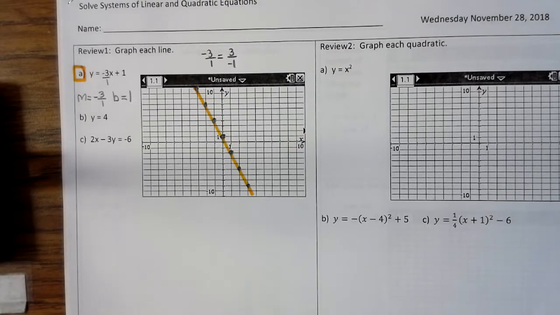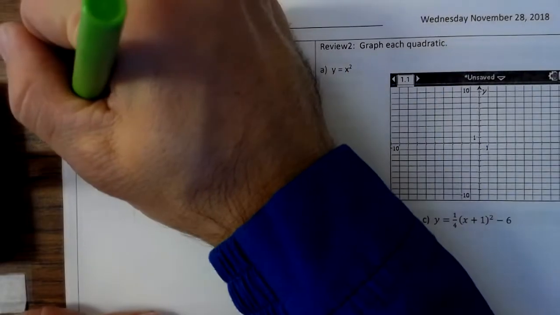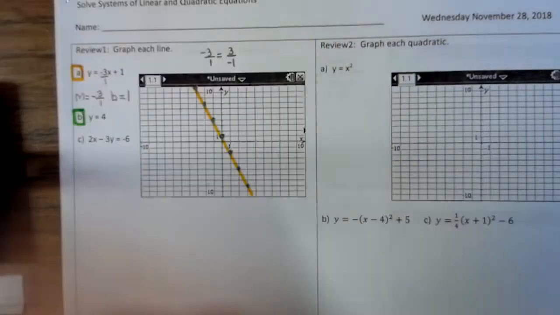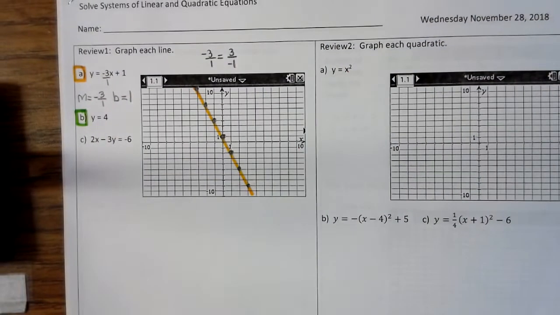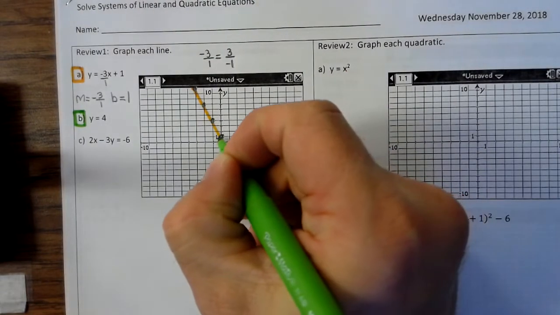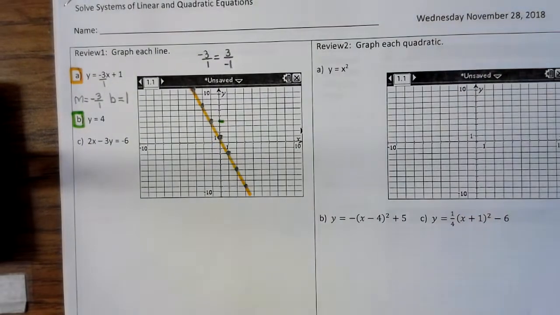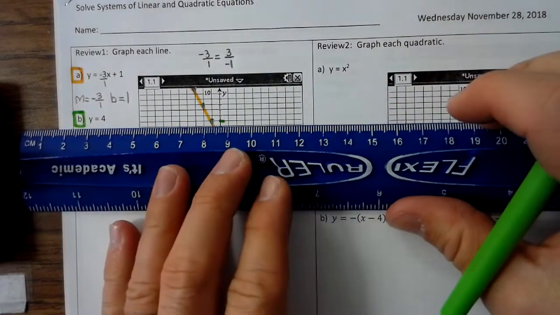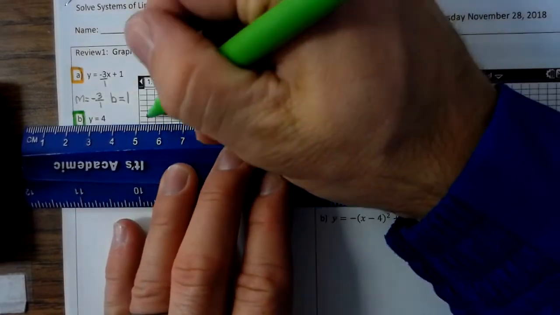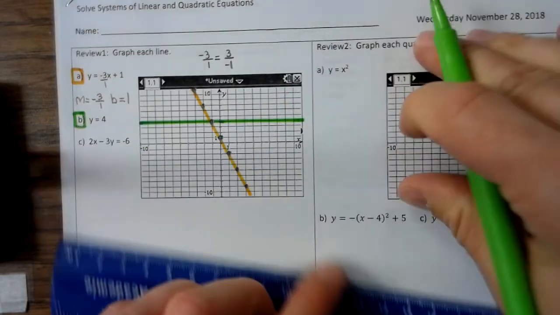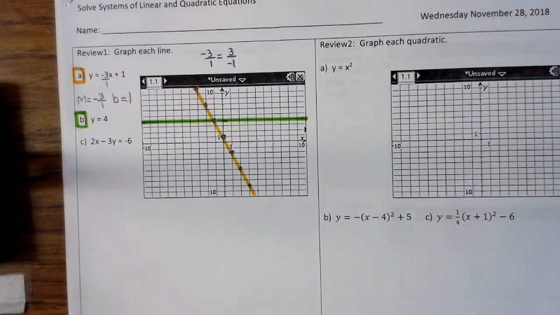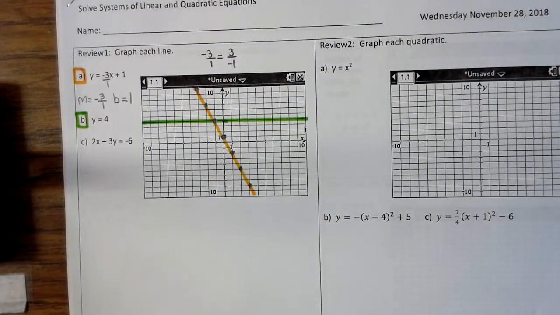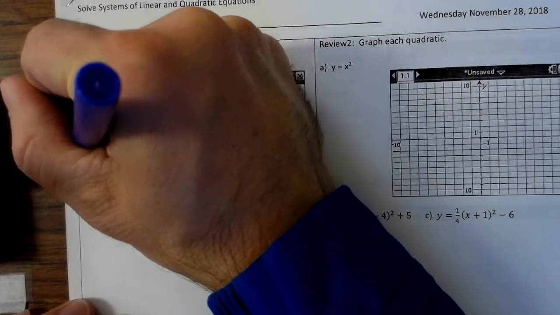Now let's do B in green. Okay, so y equals 4, from the notes, is a horizontal line at 4. So 1, 2, 3, 4. So we have a horizontal line at 4. And then C we'll do in blue.